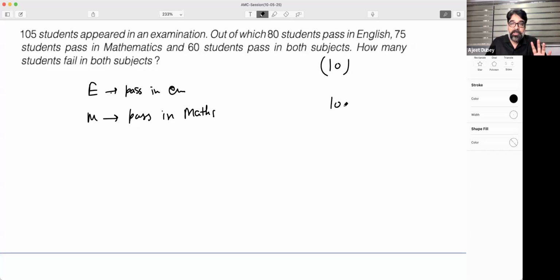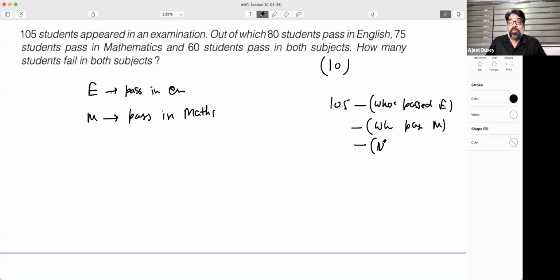Actually, total 105 students. They are asking for those students who fail in every subject, meaning both subjects. So what I will do, I will remove those who passed English only, who passed only maths, and I will remove the case also of who passed both. So automatically we'll get the answer of those who both fail.